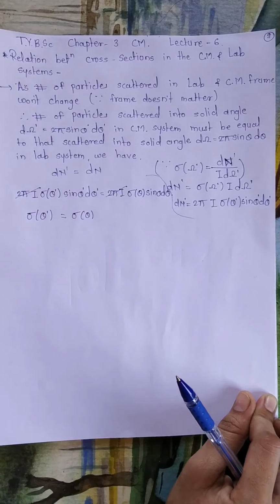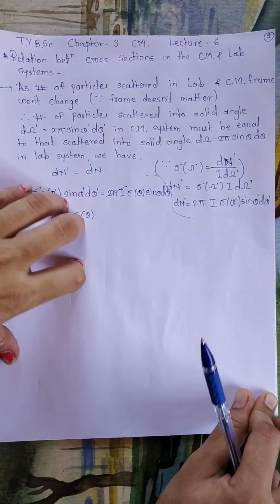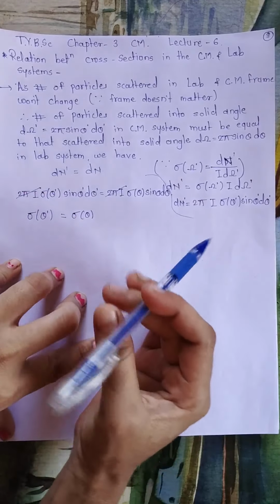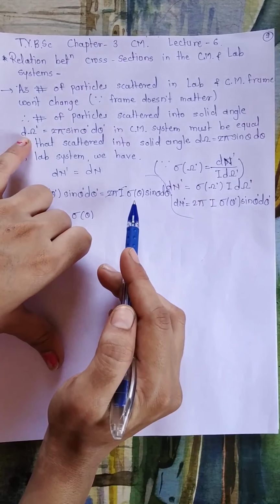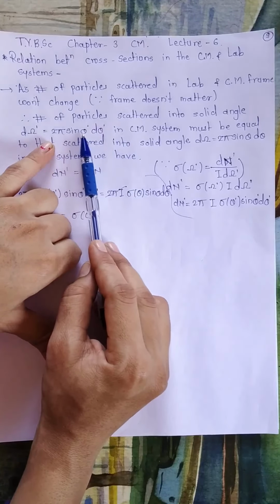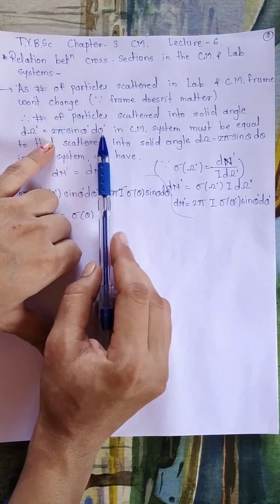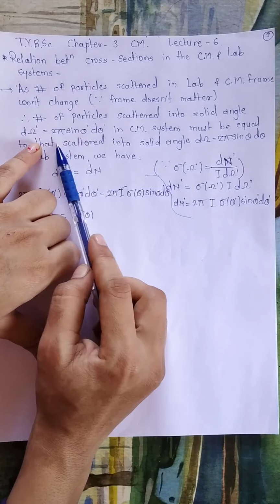using this, we can say that the number of particles scattered into the solid angle in the center of mass system, which is denoted by d omega dash, is equal to 2 pi sin theta dash d theta dash. We have already discussed this, how it comes.